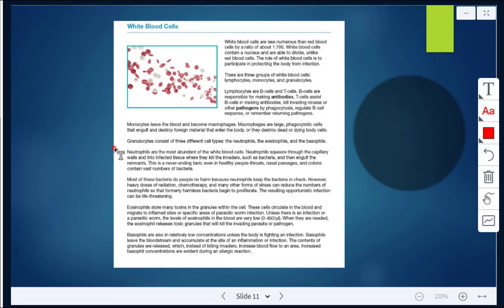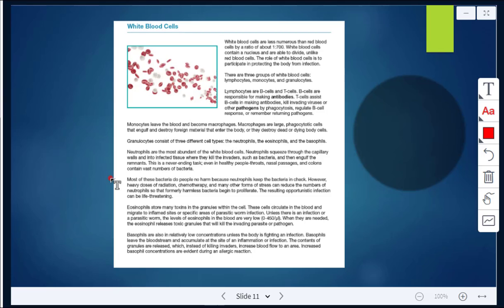Okay, so neutrophils are the most abundant of the white blood cells. They can squeeze through the capillary walls and into infected tissue where they can kill the invaders such as bacteria, and then they engulf the remnants. It's a never-ending task, even in healthy people. Their throats, nasal passages, and colons will contain vast numbers of bacteria. Most of these bacteria don't harm people because neutrophils will keep the bacteria in check.